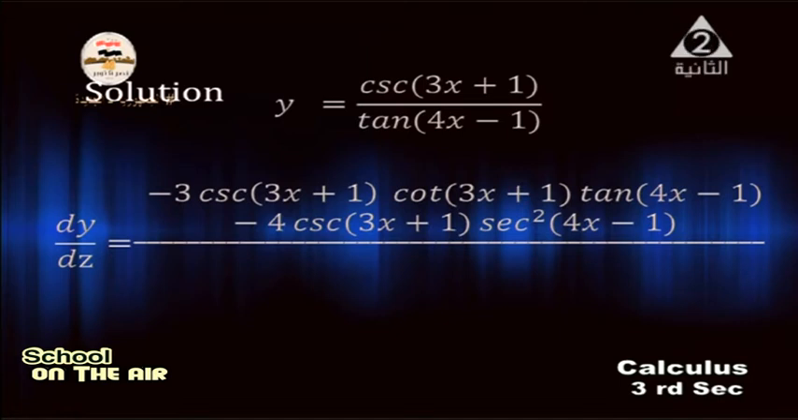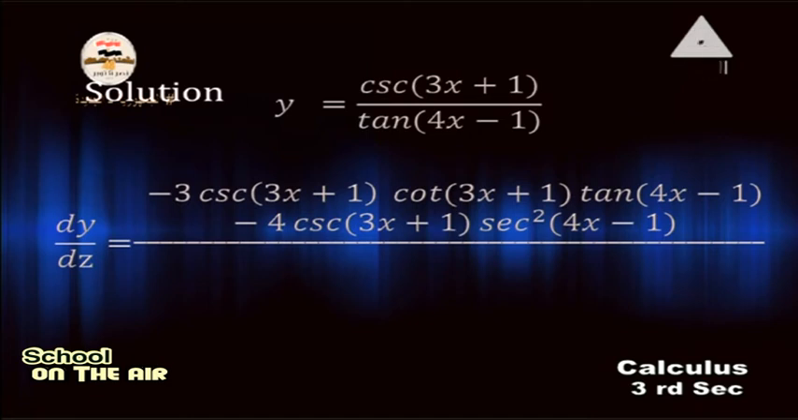Multiply tan 4x minus 1, the function in the denominator, minus 4 cosec 3x plus 1 multiply sec squared 4x minus 1. The derivative of the function in the denominator, the derivative of tan 4x minus 1, equals 4 sec squared 4x minus 1, multiply cosec 3x plus 1, which is the function in the numerator.